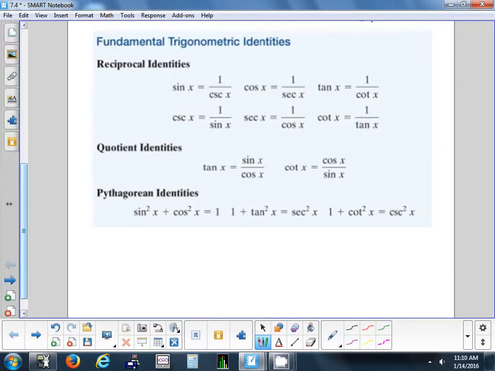And again, since they're identities, it doesn't matter what angle you use. You can use any angle you want. Sine squared plus cosine squared is always going to be equal to 1. Any questions on that?